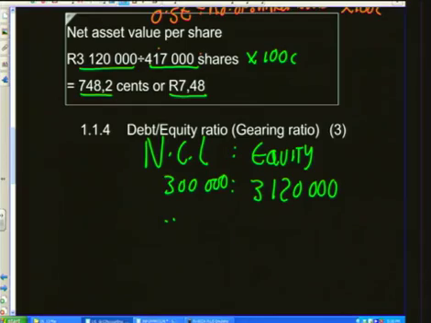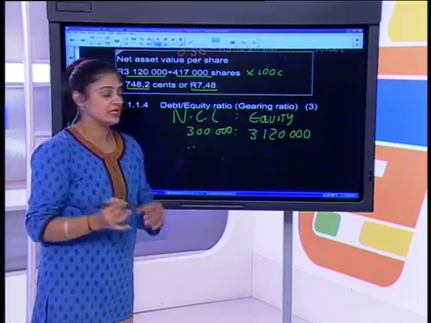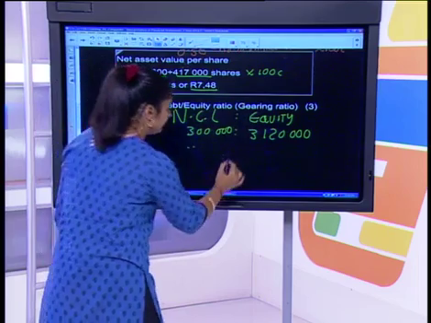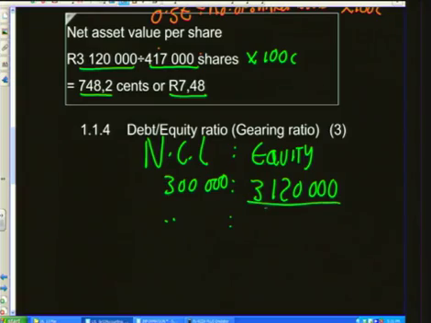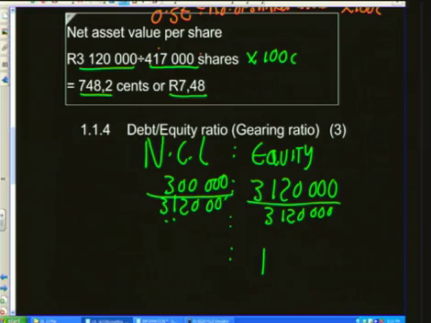Right, now remember guys, in accounting, whenever you're doing any ratio calculation, the right-hand side must always equal 1. So I'm going to divide by 3,120,000 on the right-hand side in order for me to get 1. On the left-hand side, I do the exact same. So 300,000 divided by 3,120,000.